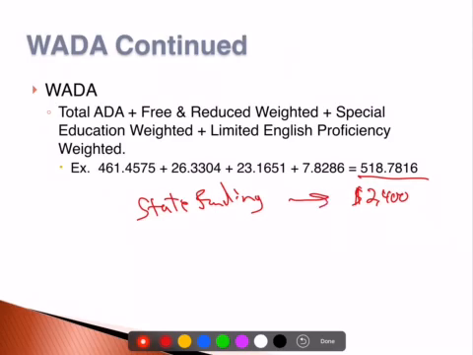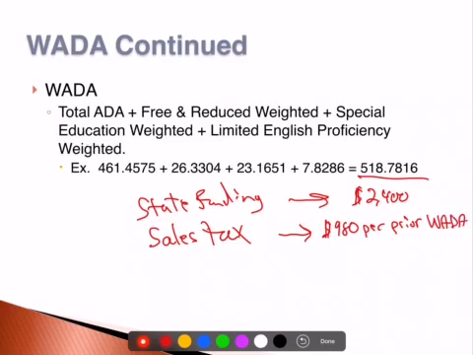Now this $2,400 is specific to Knox County. Every district is going to be a little bit different depending on how much local funding and other funding you get. As far as the sales tax, when people pay sales tax, it gets collected at the state level, and then it gets distributed to schools. Schools get right around $980 per prior year weighted ADA. So here's another area where, if you can increase your weighted ADA, the sales tax goes off of the prior year weighted ADA. So again, it's beneficial every year to make sure that your weighted ADA is as high as it can be.